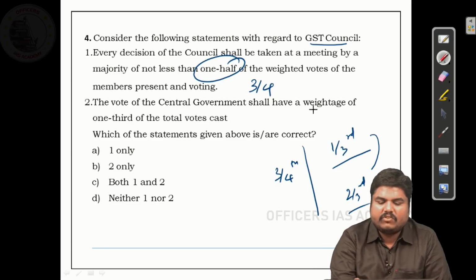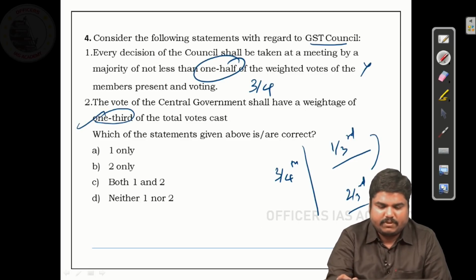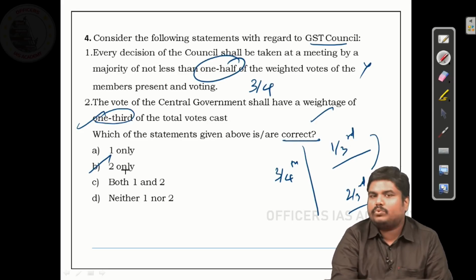So, the vote of the central government shall have a weightage of 1/3. That is a correct statement. So, statement 1 is wrong, statement 2 is correct. The question is about the correct statement. So, the answer is B, 2 only.